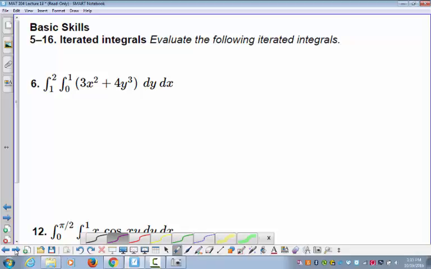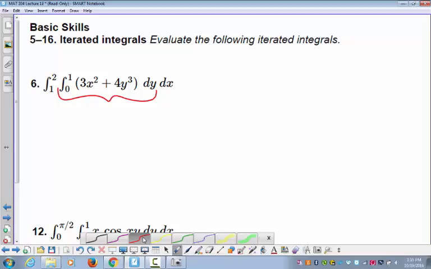Okay, so with this first one here, we're going to start with the inner integral. The inner integral is with respect to y. And so what we're going to do is think of x as constant, just like we did with partial derivatives. So in some sense, this is like partially integrating. First, we're going to integrate with respect to y, and then we'll integrate with respect to x.